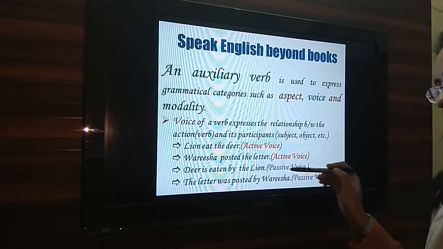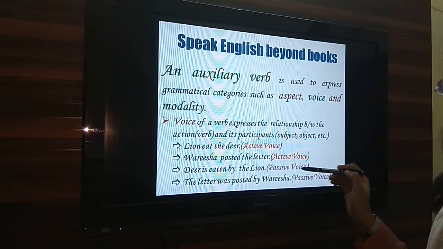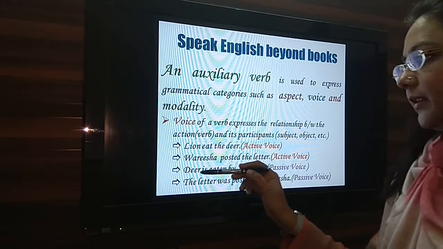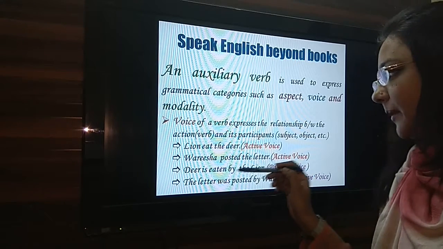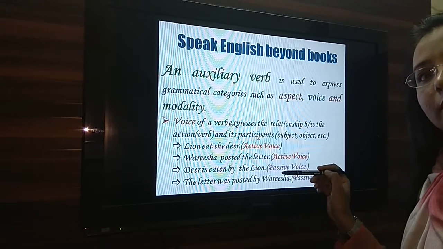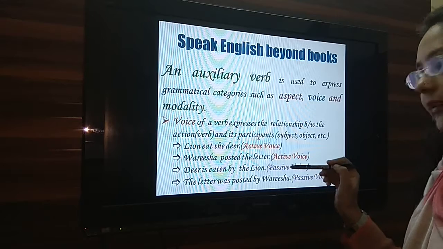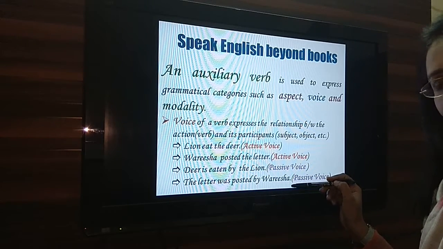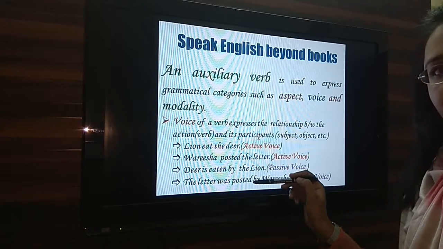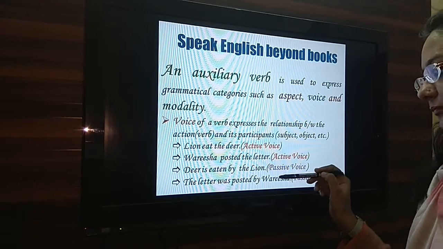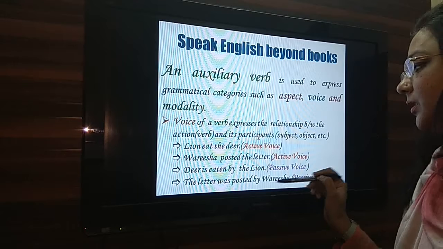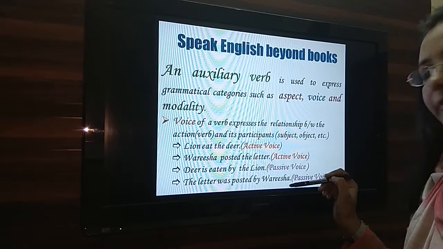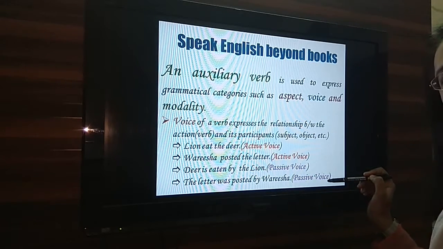Deer is eaten by the lion. That is passive voice. Here the verb expresses that something is being done to the subject. So here it's in passive voice. The letter was posted by Varisha. Again here the verb is expressing that something is being done to the subject. So here again it's in passive voice.